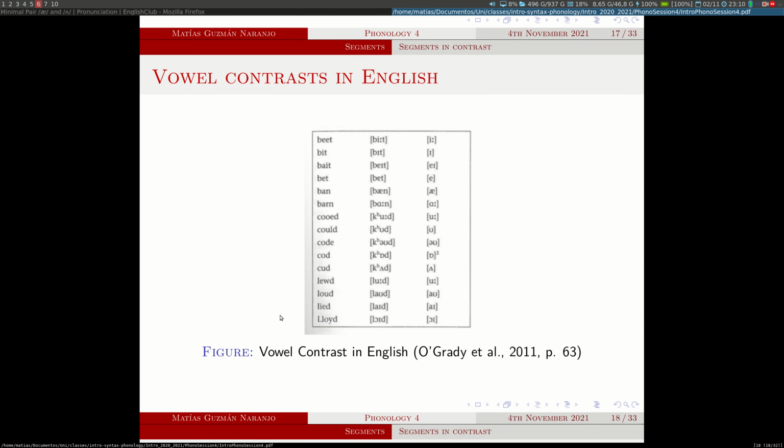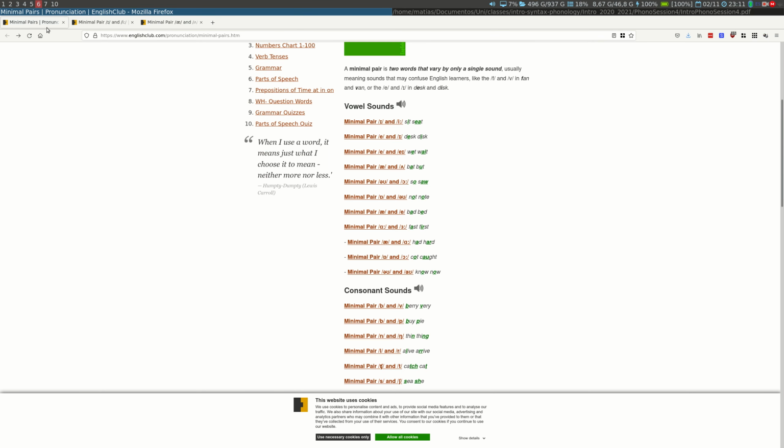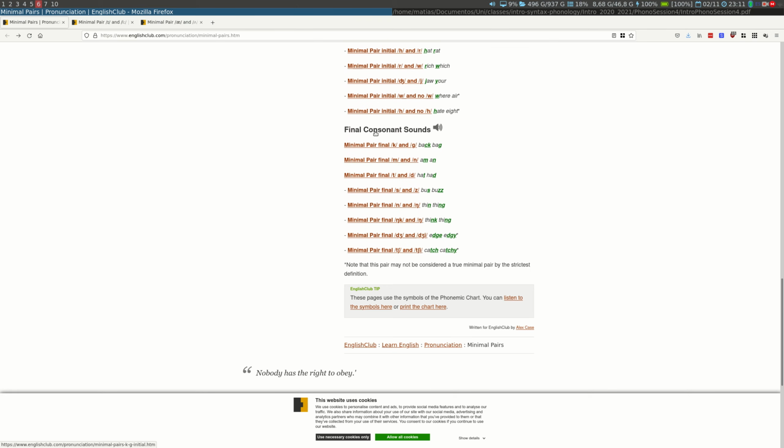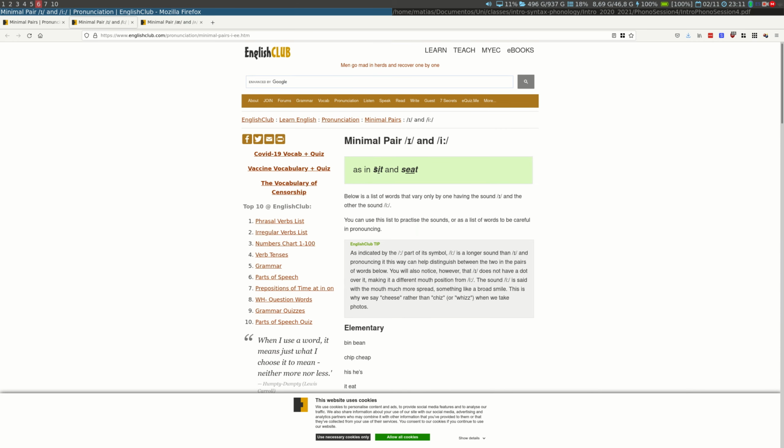Here are some examples of contrasting vowels in English, but as I already mentioned, I'm not the person to pronounce this, so let's hear them from a person who is. Here's a pretty useful page to hear minimal pairs if you're interested, or if you want to learn English, I don't know, but they have minimal pairs for pretty much every English phoneme there is, and you can hear it here quite well.